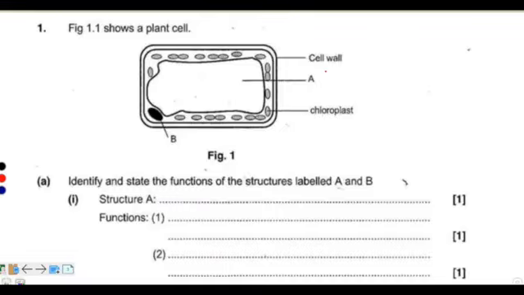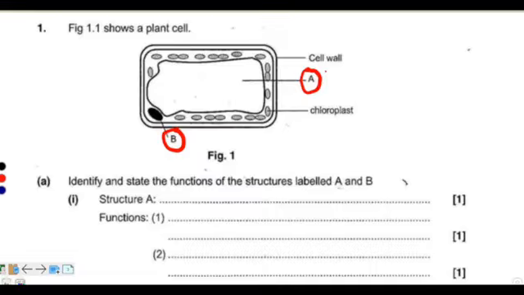Our question reads, figure 1.1 shows a plant cell. This is a plant cell with a part labeled A, also a part labeled B, and then we also have the cell and the chloroplast. Question A: identify and state the functions of the structures labeled A and B. So what is the name of the structure labeled A and the structure labeled B? Upon naming them, you should also be able to state their functions.